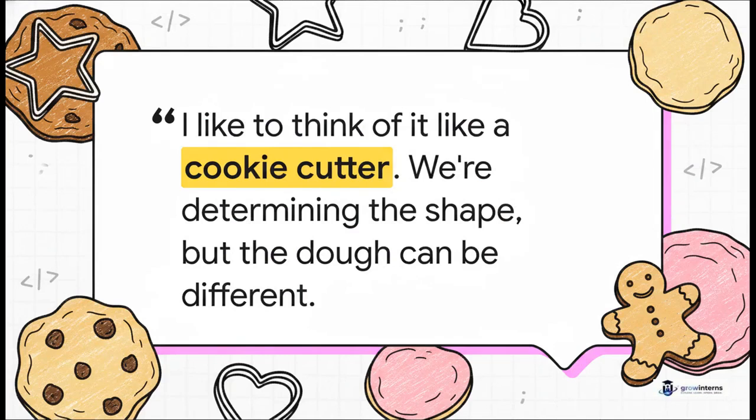Oh, I absolutely love this analogy. Think of a template as a cookie cutter. The cutter defines the shape, that's the logic of our function. The data types you use, your integers, your doubles, that's just different kinds of dough. But no matter what dough you use, you always get a cookie in that perfect shape. In our case, a perfectly working function. It's such a great way to picture it.